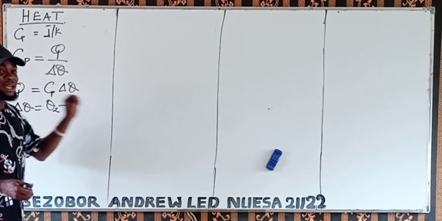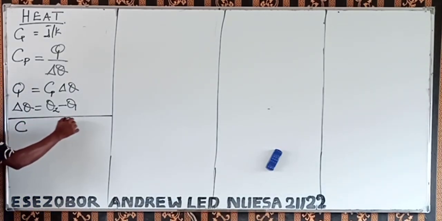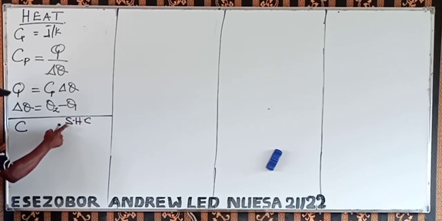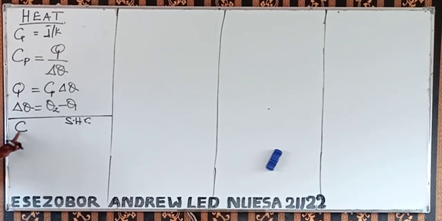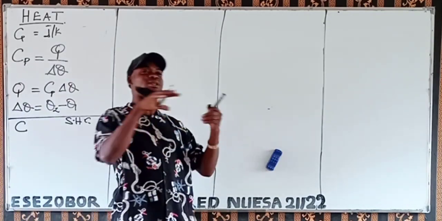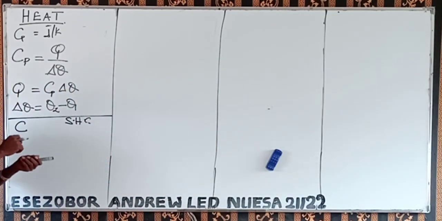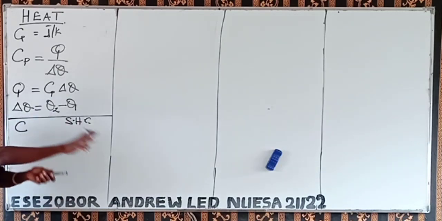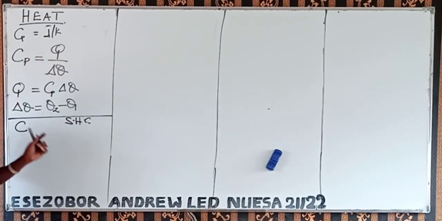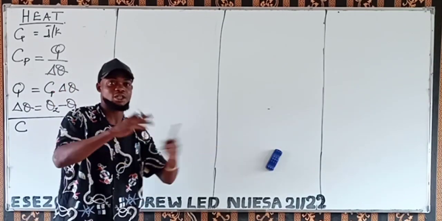Now, the specific heat capacity, I will just denote it by C. Some people will call it the SHC, which is specific heat capacity, but I will write it as C. The specific heat capacity of a body, C, is the quantity or the amount of heat required to raise the temperature of a unit mass. You see, for specific heat capacity, mass is now coming on board. But for heat capacity, I did not mention anything like mass. To raise the temperature of a unit mass of a body, either by 1 degree Celsius or by 1 Kelvin.